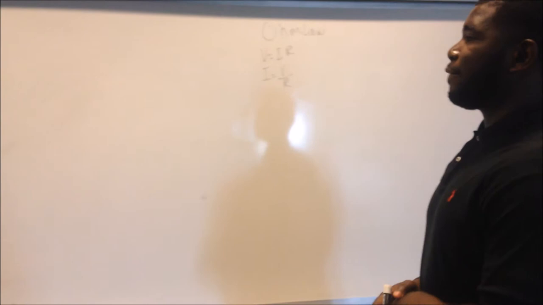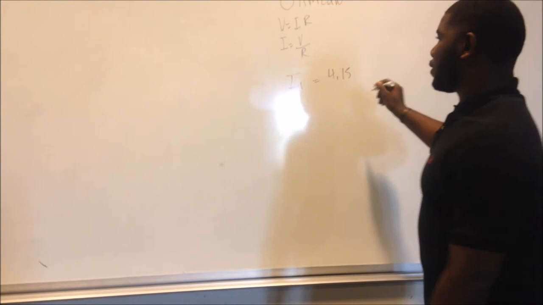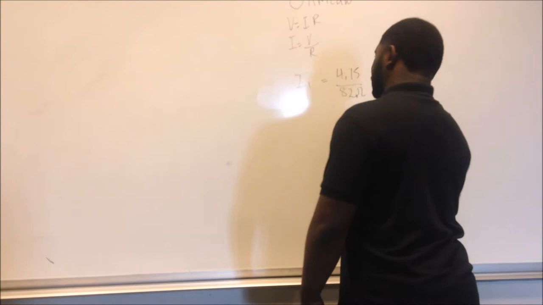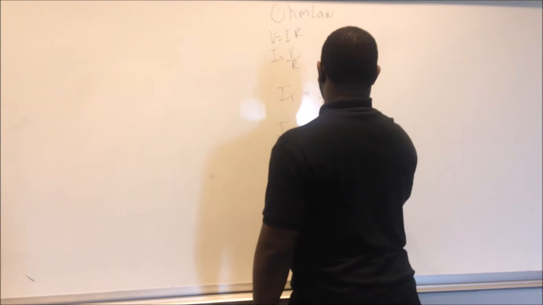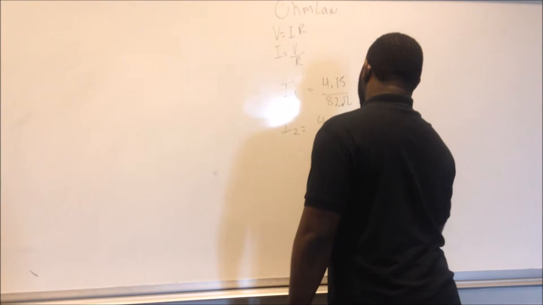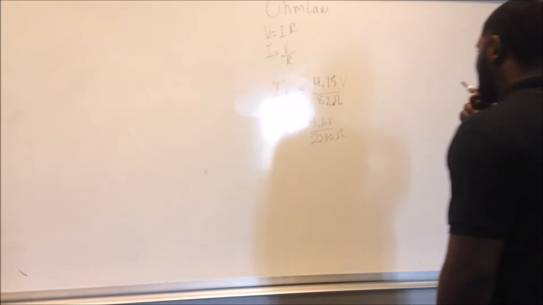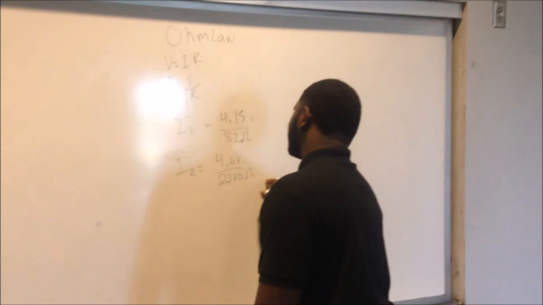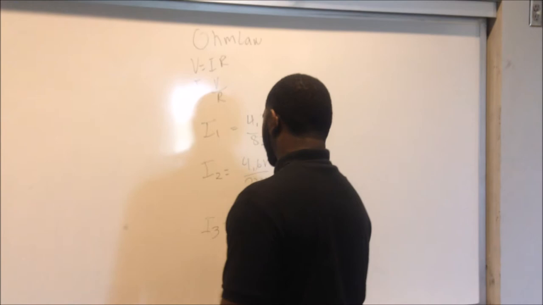And for how this translates, we got I1, which equals V, 4.15 over the 82 ohm resistor. I2 was 4.6 over the 2,200 ohm resistance. And so for I3, we add the numbers that we got from I1 and I2, and that's how we receive I3.